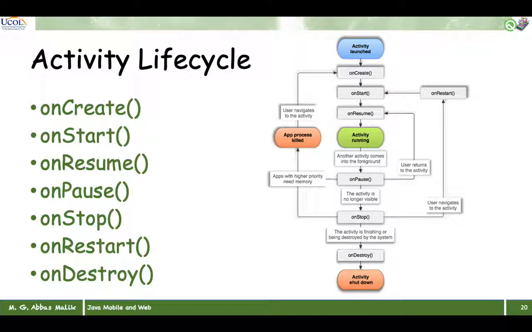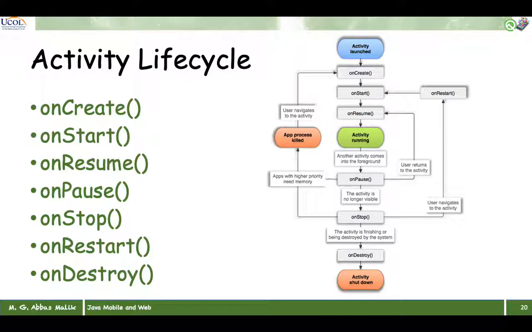Whenever onDestroy is called, it means your activity is going to be removed from your memory, not from your screen. That object is going to be deleted by the garbage collector, or maybe you ask for it yourself. We have a finish method. When you call this.finish or finish, it will delete that object from the memory. It no longer exists. So when we are deleting that specific activity object, it will call the onDestroy method.